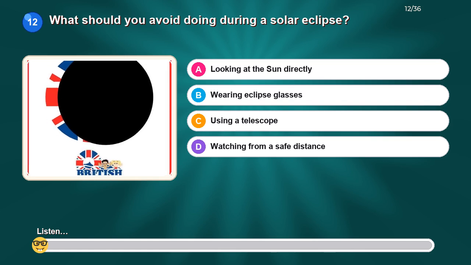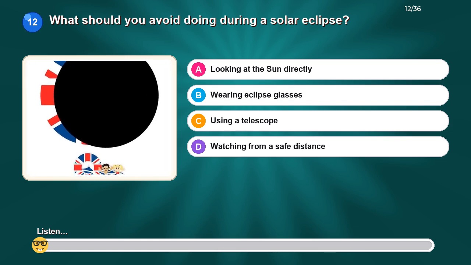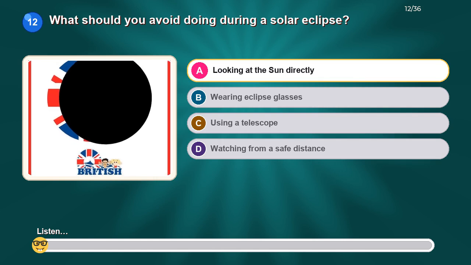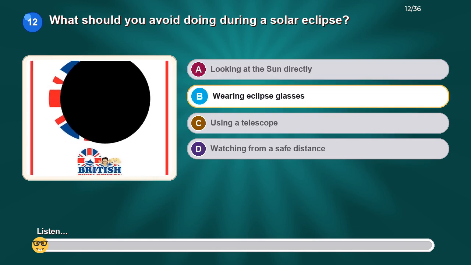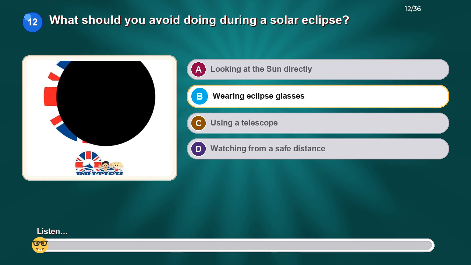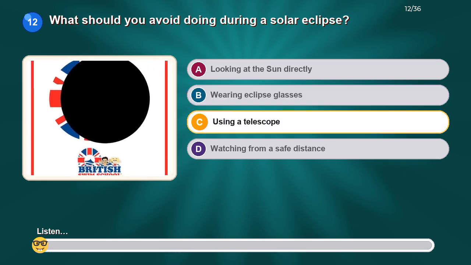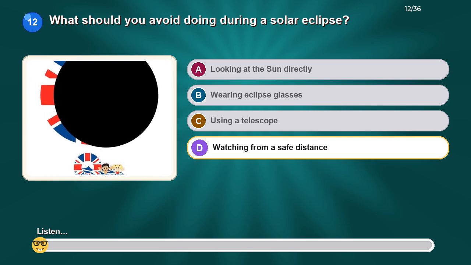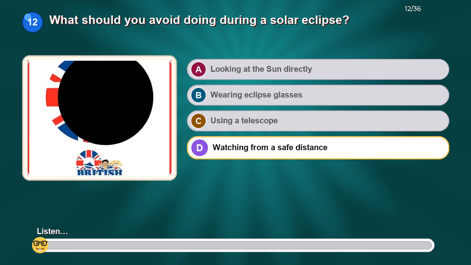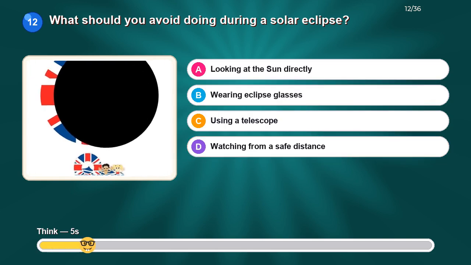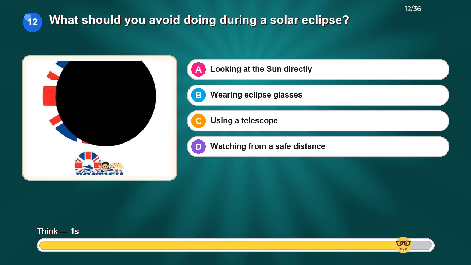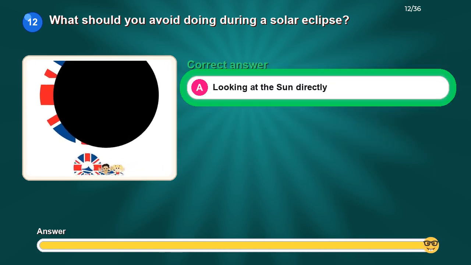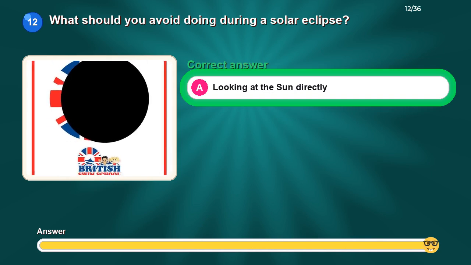What should you avoid doing during a solar eclipse? Option A. Looking at the Sun directly. Option B. Wearing eclipse glasses. Option C. Using a telescope. Option D. Watching from a safe distance. The correct answer is, looking at the Sun directly.